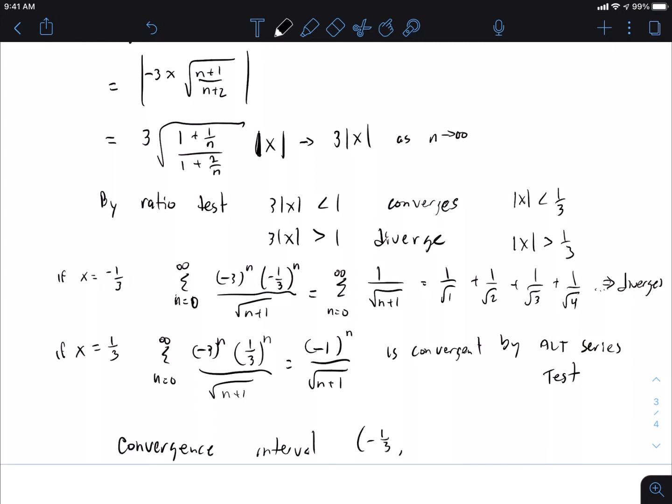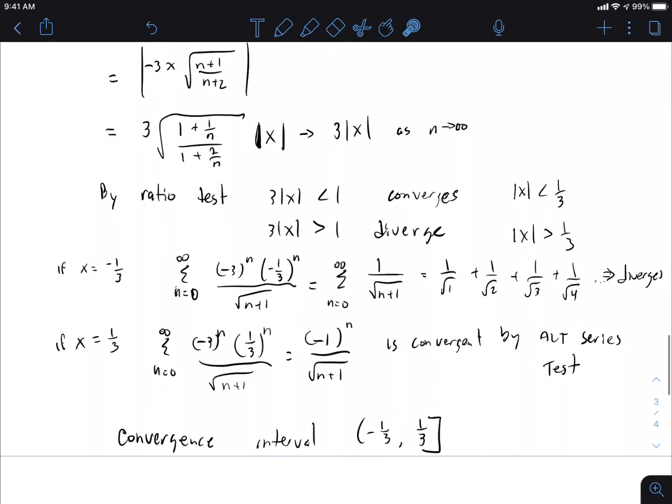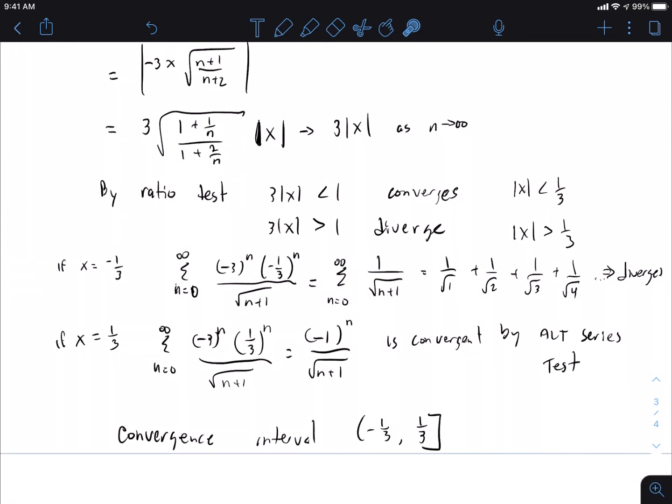Negative 1/3 to 1/3, but 1/3 is included. So there we have it. So the radius of convergence we see is what in this case? It's important for us to be able to notice what the radius of convergence is. The radius of convergence is 1/3, and this is the interval. So 1/3 is the radius, and negative 1/3 to 1/3 included is the interval of convergence for this problem.